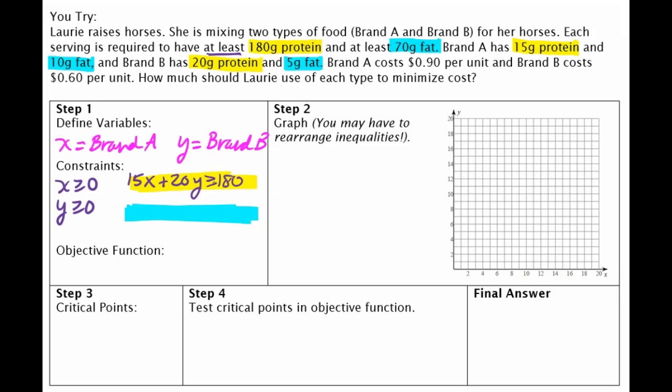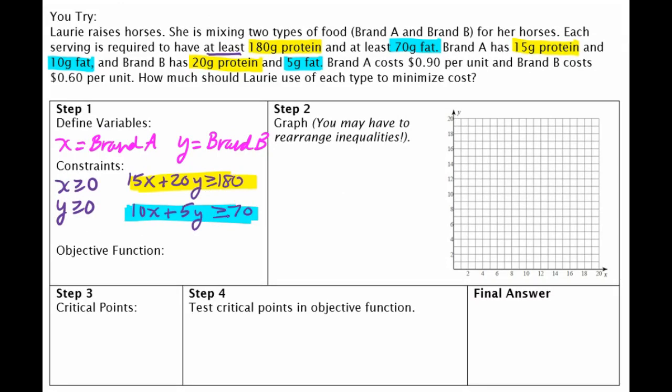Now we're going to do the same thing with the fat numbers. So again, 70 is my total, so that goes on the right side of my inequality. And then my other two numbers are 10 grams, that goes with brand A, and 5 grams goes with brand B. And again, I need at least 70 grams of fat, so that would be greater than or equal to. All right, so I've got my constraints.